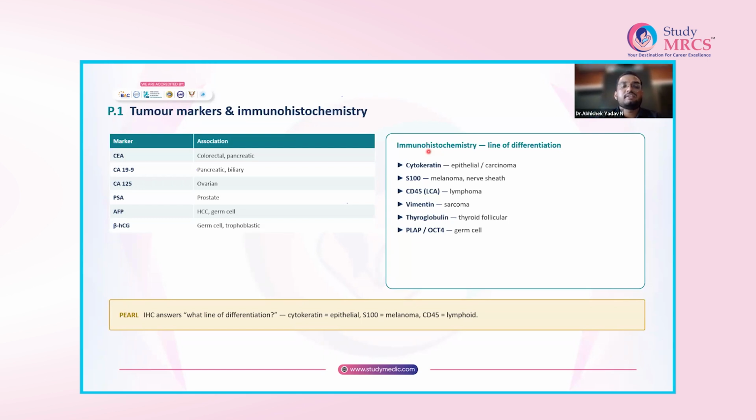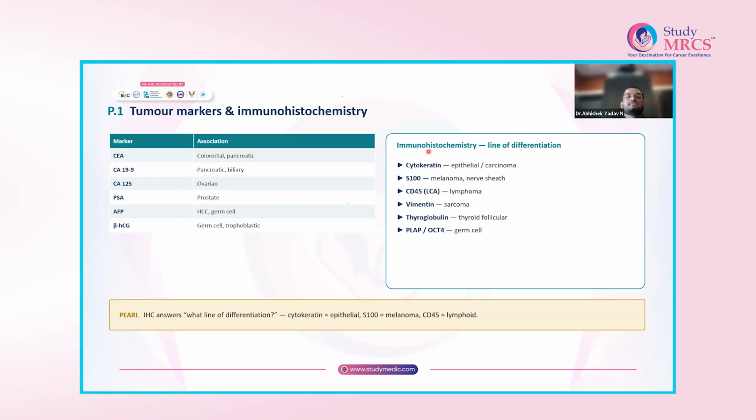It's not that if PSA is elevated, it's a prostate cancer, or if CA 125 is elevated, it's ovarian; it should always be clinically correlated. AFP, alpha fetoprotein, indicates the presence of hepatocellular carcinoma and germ cell tumors, and beta HCG is responsible for germ cell tumors as well as trophoblastic tumors, including in ovarian tumors.